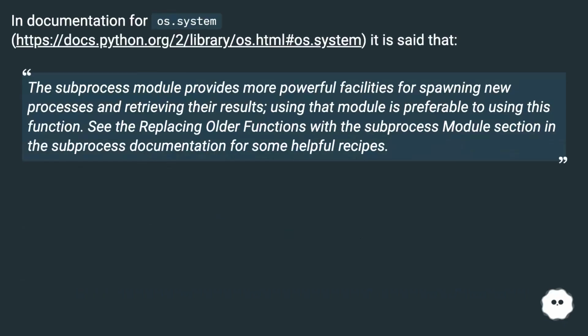In the documentation for os.system, at this URL, it is said that the subprocess module provides more powerful facilities for spawning new processes and retrieving their results. Using that module is preferable to using this function. See the replacing older functions with the subprocess module section in the subprocess documentation for some helpful recipes.